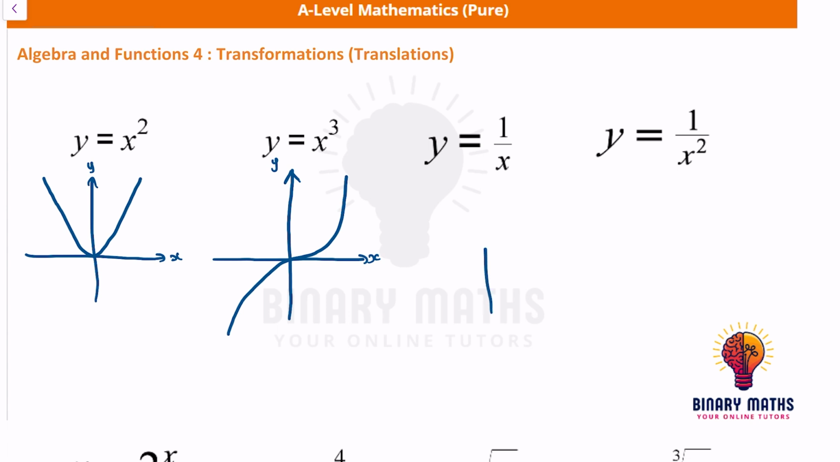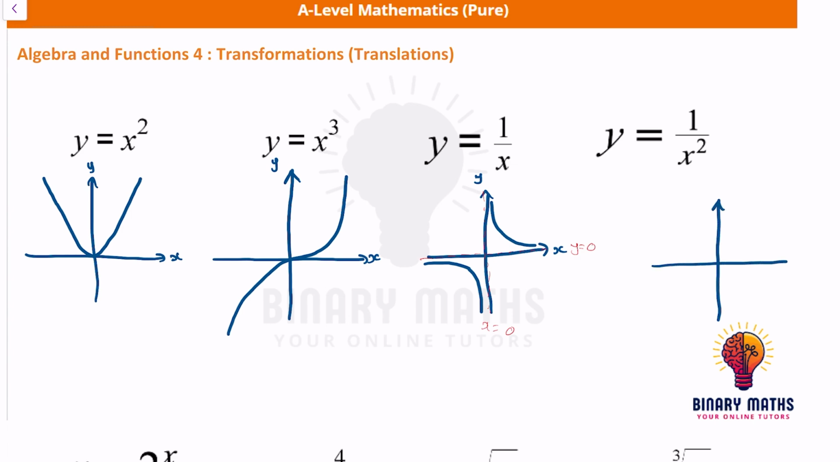Okay, y is equal to 1 over x, which is the reciprocal graph. Remember there's two parts, which is in the first quadrant and in the third quadrant. And remember, there are two asymptotes. x is equal to 0 and y is equal to 0, which will be translated after translation. So you need to move those asymptotes around according to what the translation is.